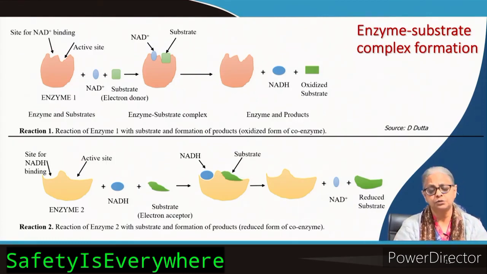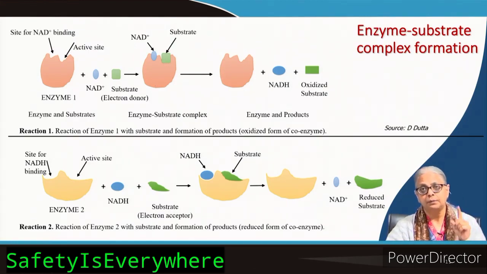So it's a long series of biochemical reactions mediated by enzymes. Here we have NAD plus. This NAD plus is positively charged. When it binds to the enzyme complex, enzyme 1, along with the substrate, this entire complex gets activated. The substrate is the electron donor, and two things will happen.